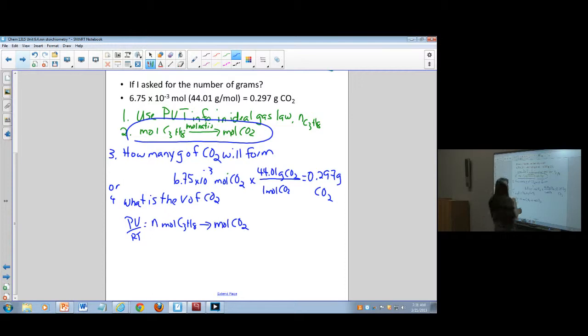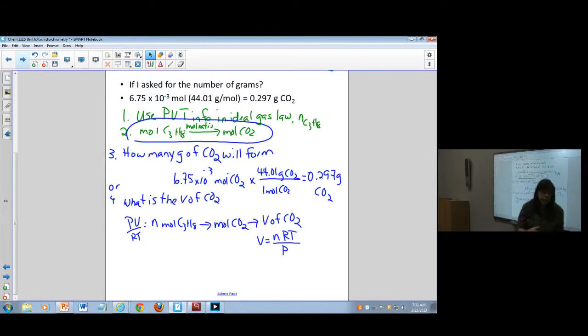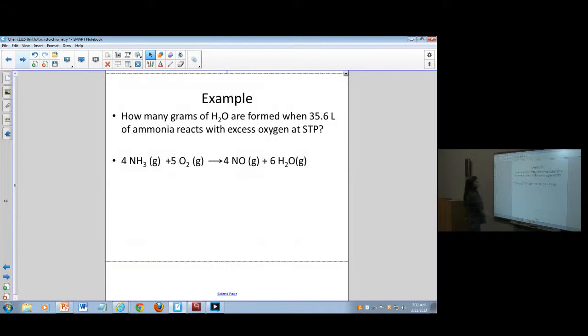But then I could ask you, what's the volume of CO2? Well, if I did that, then you'd have to go back to the ideal gas law, and you would use volume is equal to nRT over pressure. So there are lots of turns and twists that can be taken, but typically for these, you're going to use the ideal gas law in some way, and you're also going to be using regular stoichiometry to work these problems. So let's do a couple more.